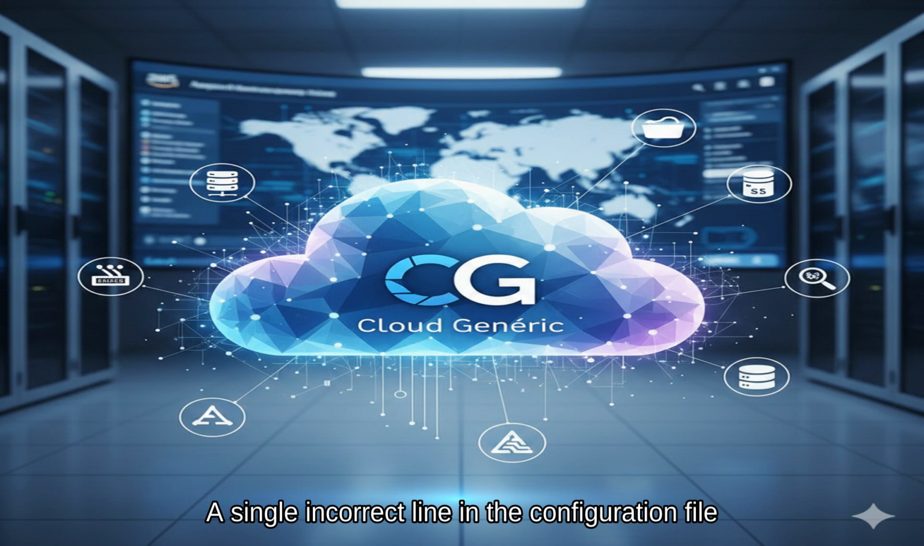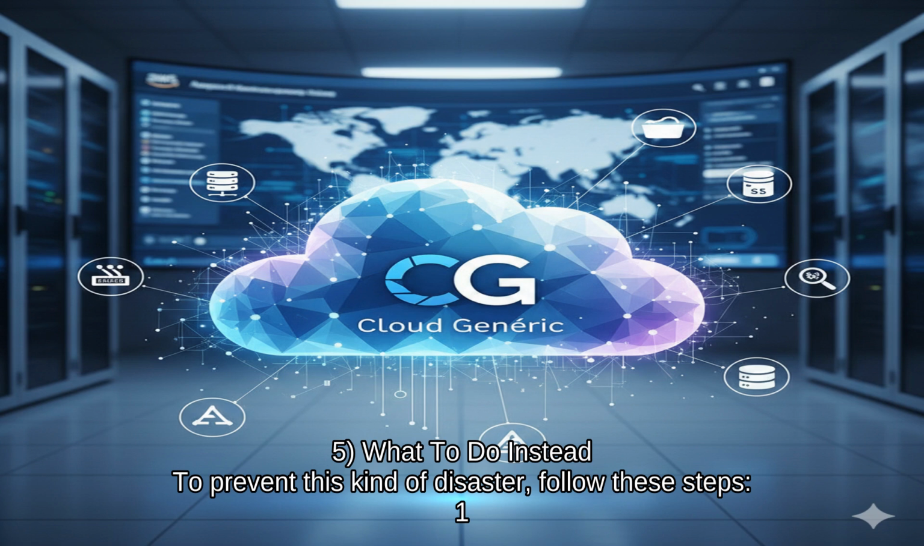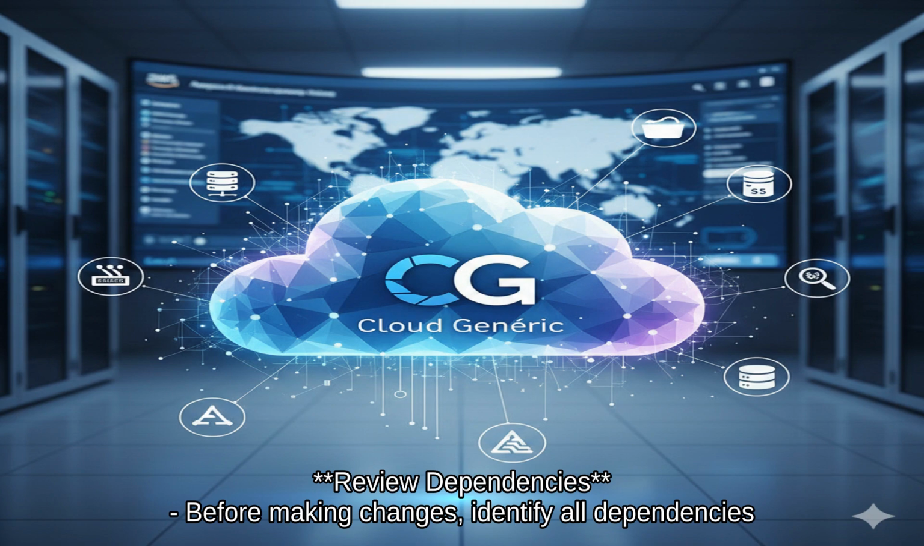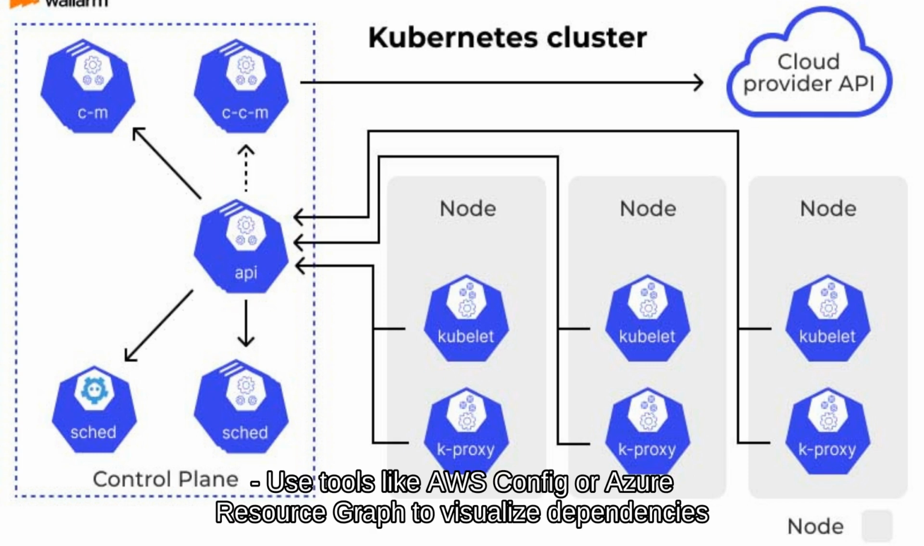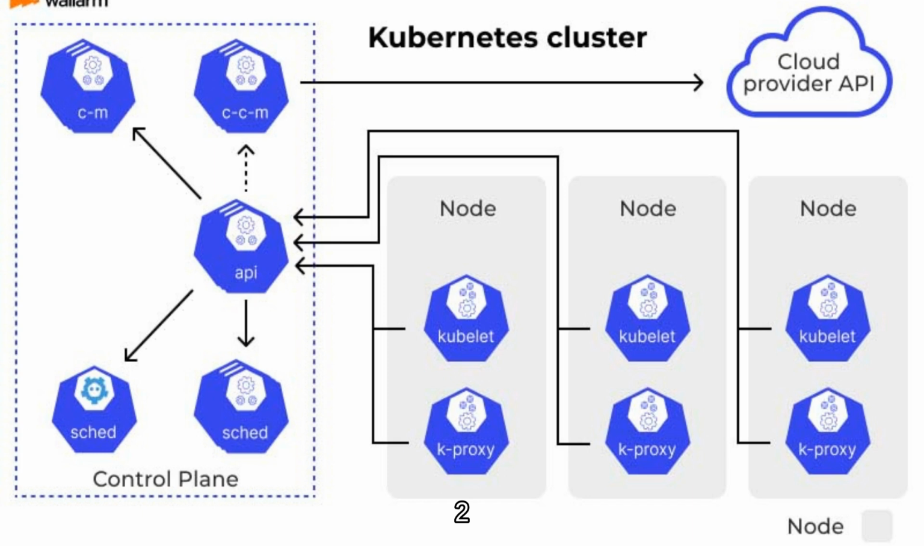What to do instead to prevent this kind of disaster. Follow these steps. 1. Review dependencies. Before making changes, identify all dependencies. Ask, what services rely on this configuration? Use tools like AWS Config or Azure Resource Graph to visualize dependencies.